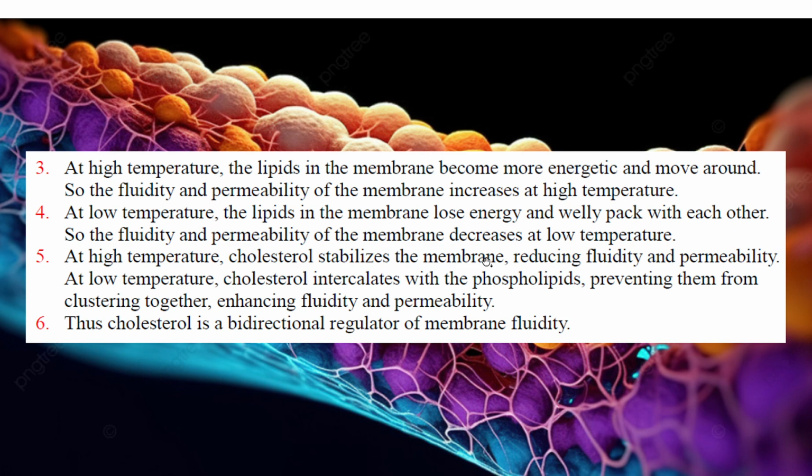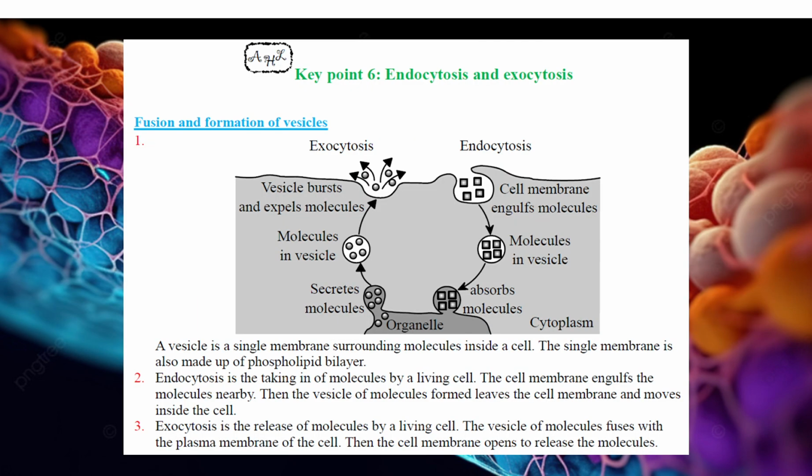In high temperature, cholesterol stabilizes the membrane. It doesn't let them move too much, reducing the fluidity and permeability. At low temperature, the cholesterol separates the phospholipids, the fatty acids, preventing them from clustering together, enhancing the fluidity and permeability. So cholesterol has a bidirectional regulation of membrane fluidity. You have to remember how to explain it for low temperature and high temperature. In low temperature, more unsaturated fatty acid. Moreover, cholesterol helps too.